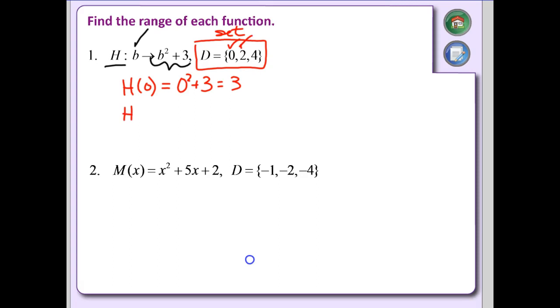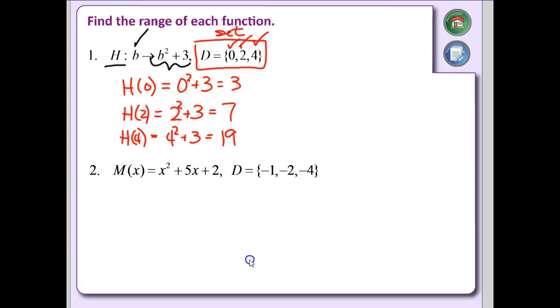So my function h at 2, we're going to plug it in for b2 squared plus 3, and that's going to give me 7 when you do the math. Now we have to also figure out what happens if I plug in a 4. What's the range if the domain is 4? So h at 4, we're going to get 4 squared plus 3, which is actually 4 squared, 16 plus 3, which is 19.